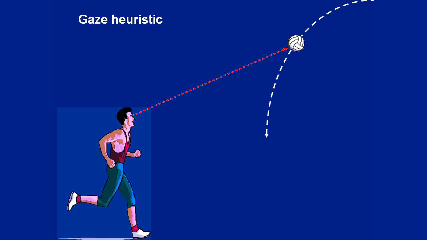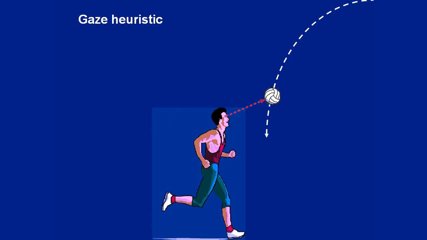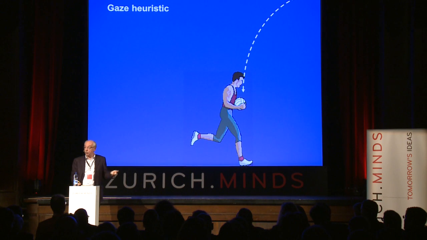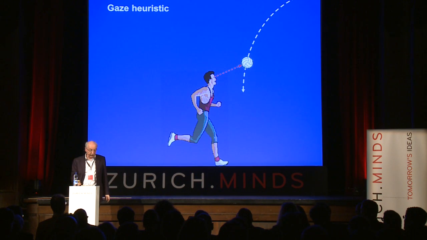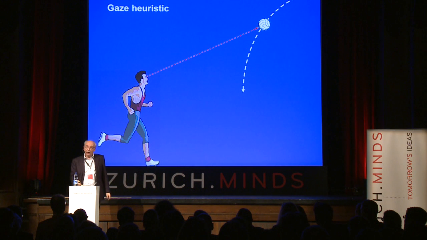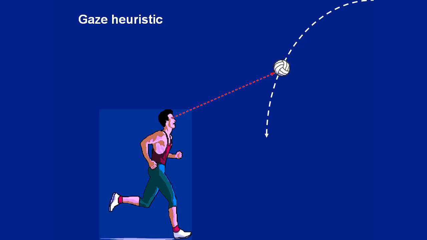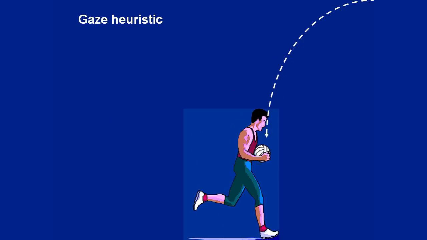This player is doing exactly that. Keeps the angle constant and arrives where the ball is coming down. Do you want to see it again? The important thing is the player is looking only at one thing, the angle of gaze, and ignores every variable that's relevant for calculating the trajectory: the initial distance, the initial velocity, the initial angle, the speed of the wind, and whatever else is there.